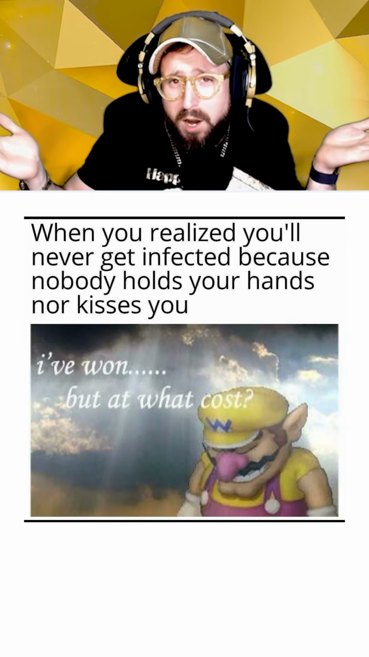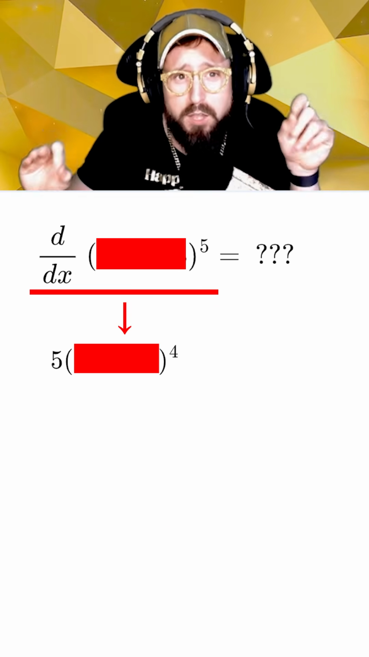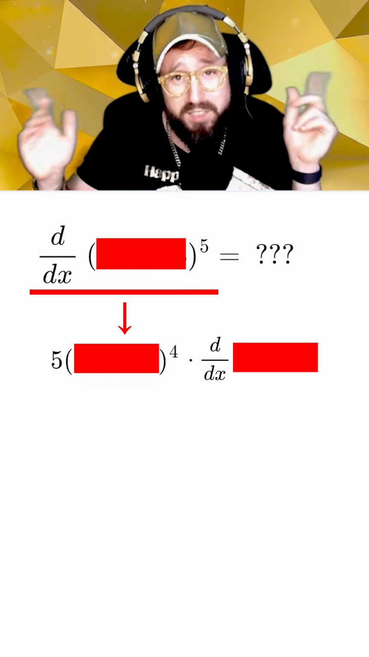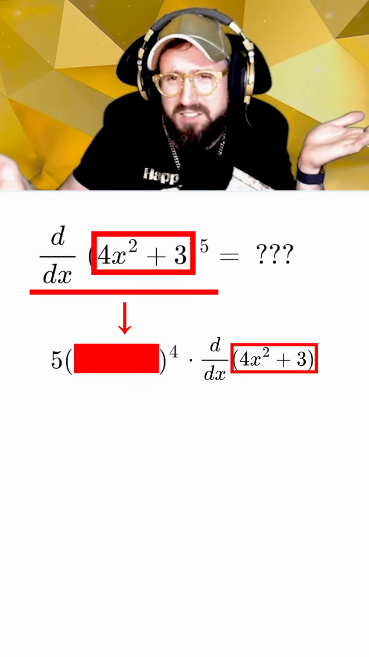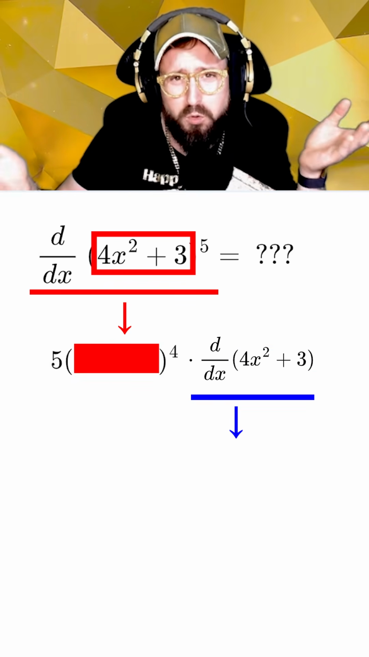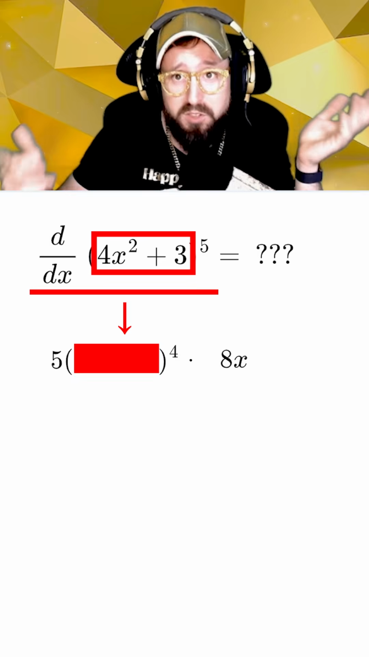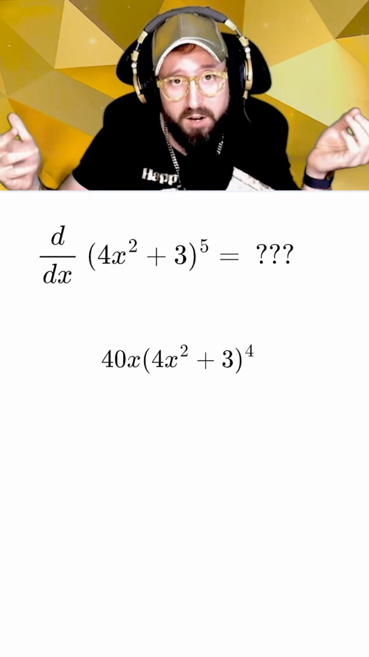Now everything comes with a price, and the price we have to pay for using this trick is we must also multiply our answer by the derivative of what's inside the box. In this case, it's pretty easy since the derivative of 4x^2 + 3 is just 8x. The last step is to plug back in the 4x^2 + 3 for the box, and you're done.